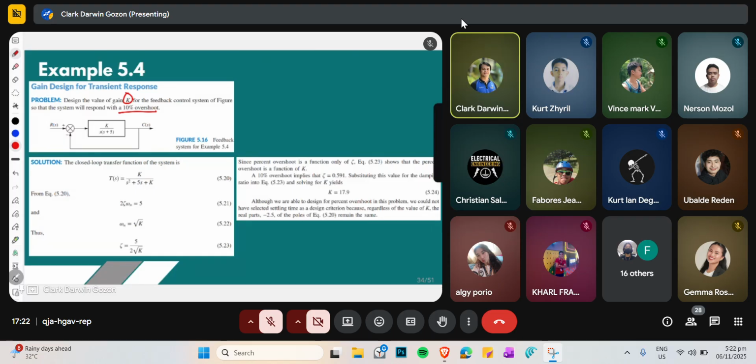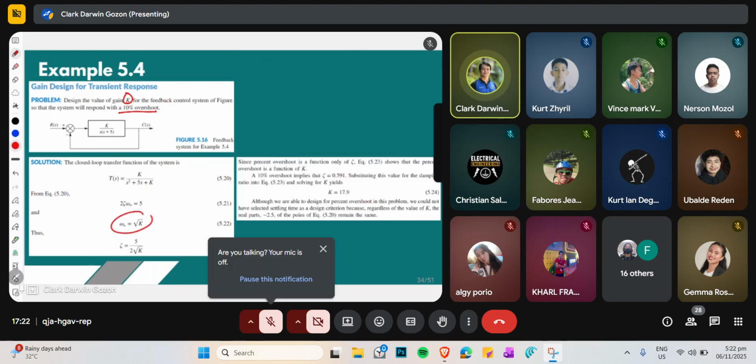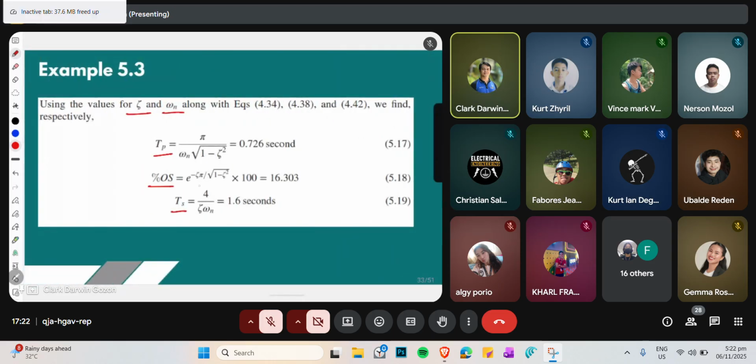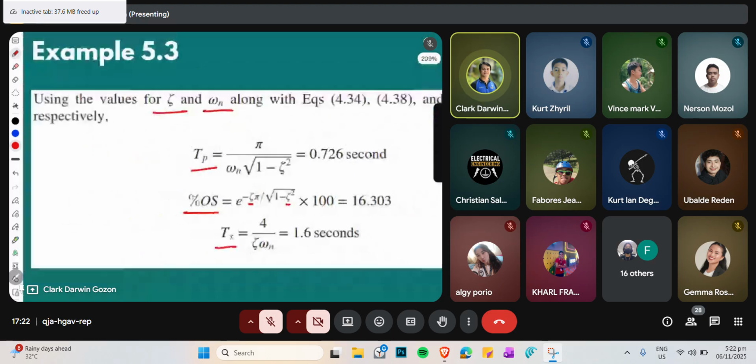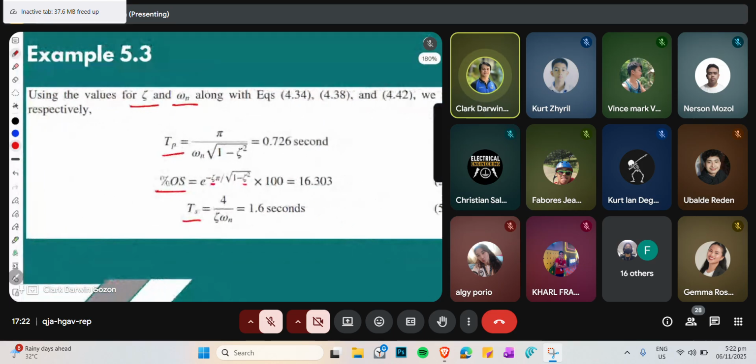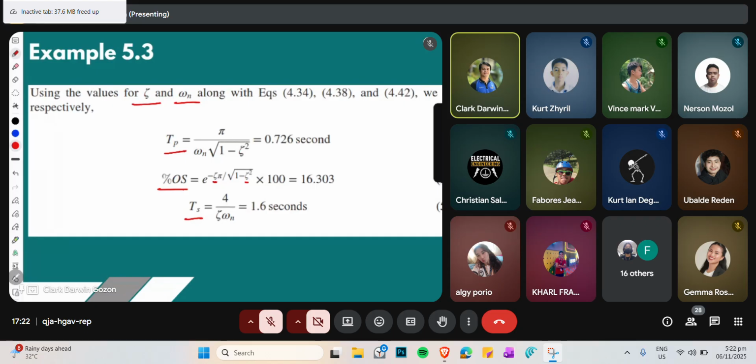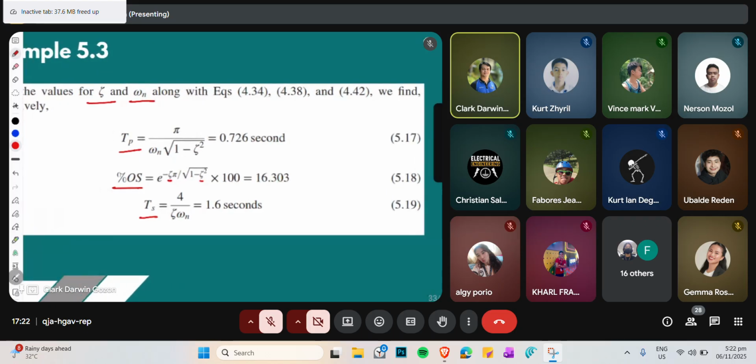Then, K, you find omega n in terms of K. You find the damping ratio in terms of K. Then you apply that in the formula from earlier, which is equal to this one. Then you can now determine the percent overshoot, which is equal to 10%.